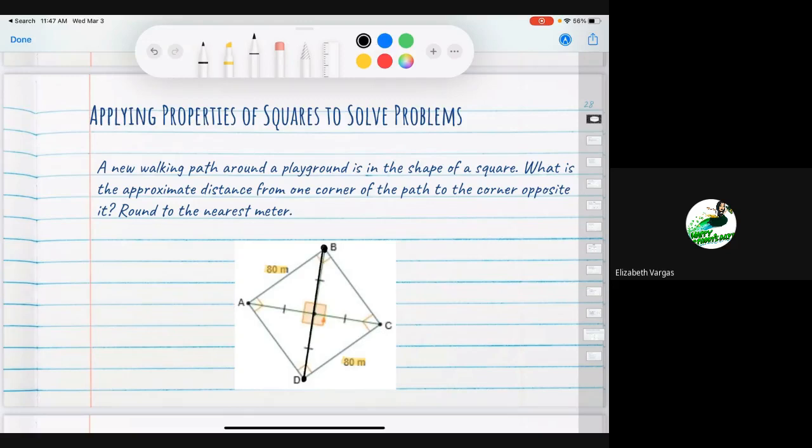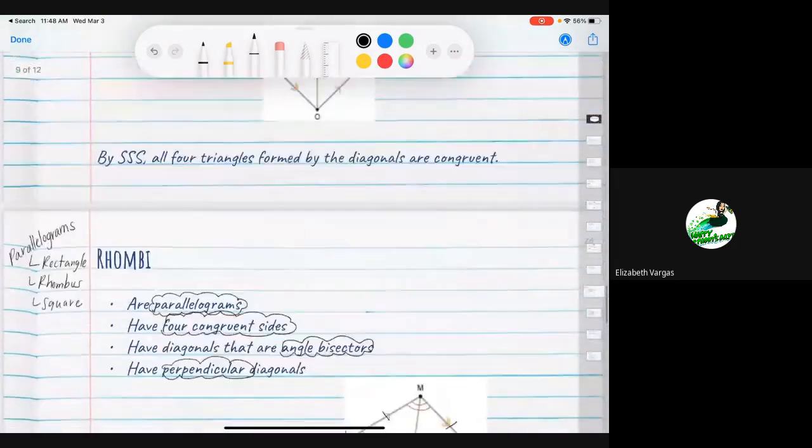One other thing that we should know is that all of our triangles created are congruent, right? Because that was a property of a rhombus. The rhombus stated that all 4 triangles are congruent. That was a property of our rhombus. And like we saw, a square is a rhombus. And I'll show you where that came from.